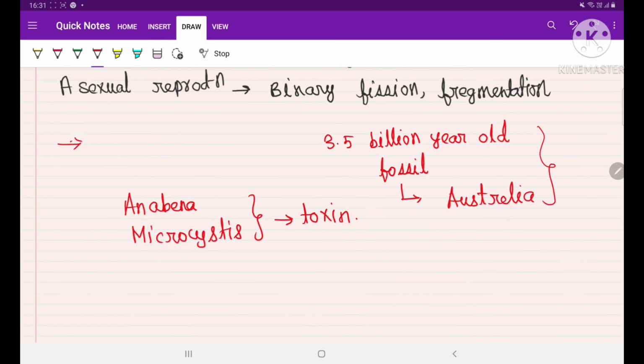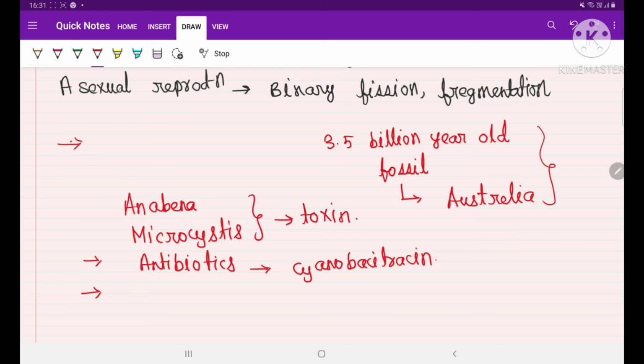Apart from that, we can obtain antibiotics also from cyanobacteria. Yeah, even antibiotics we can obtain. There is an antibiotic that's called cyanovirin, obtained from cyanobacteria.